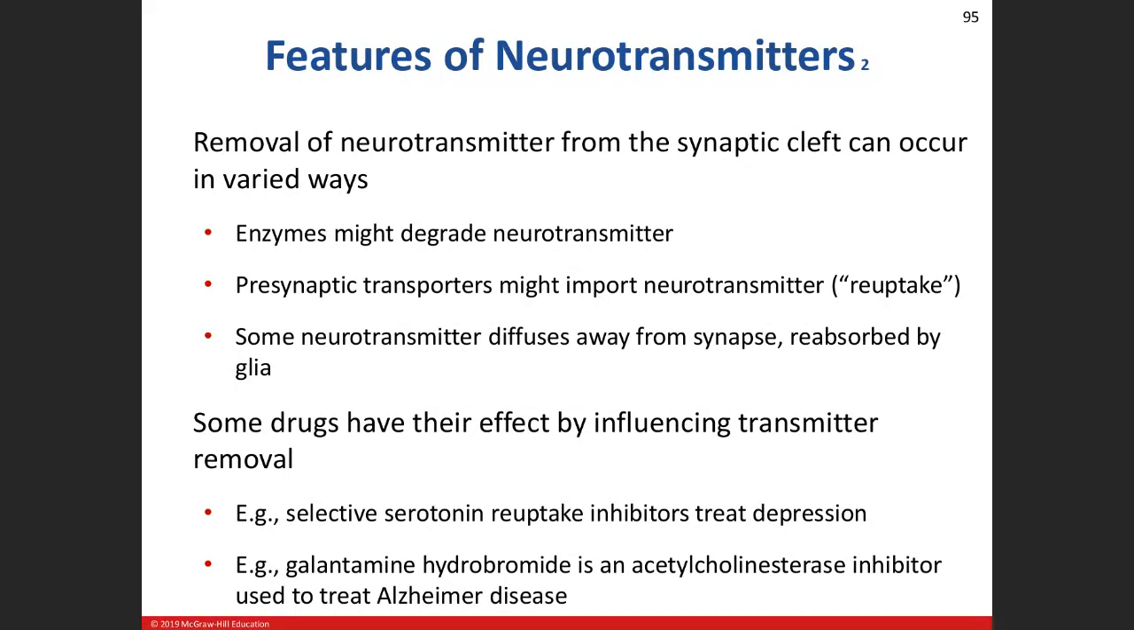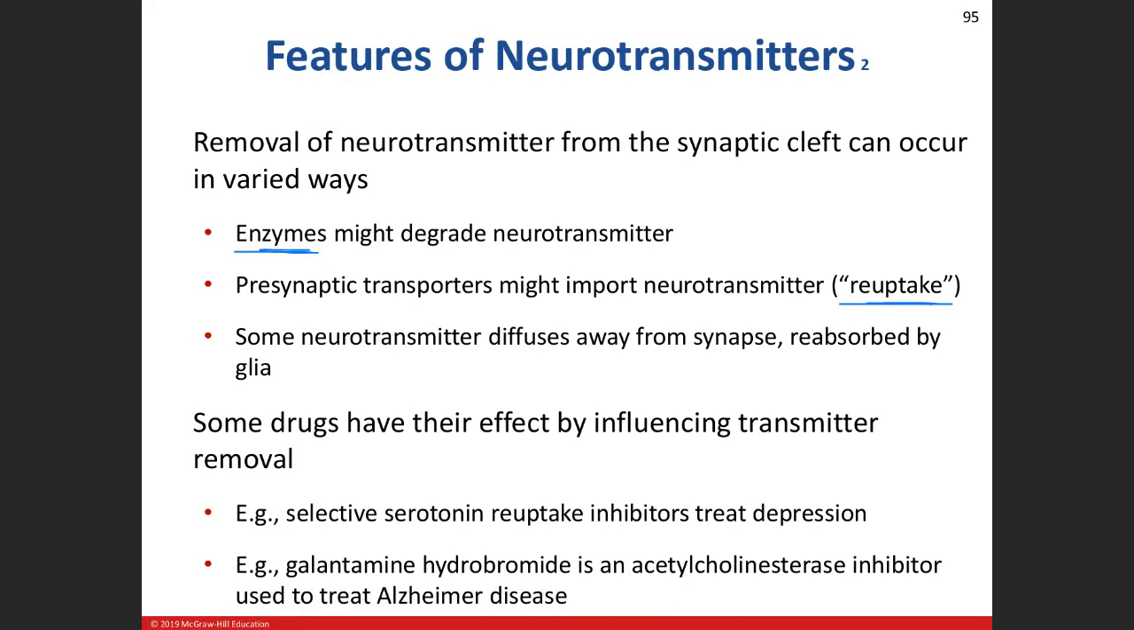So one of the ways that we can get rid of a neurotransmitter in the synaptic cleft is what I said before. We have an enzyme there that's going to break down that neurotransmitter. That will stop the effects of the neurotransmitter. Another way to stop the effects of the neurotransmitter is through what we call reuptake.